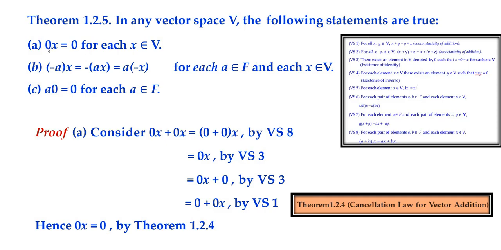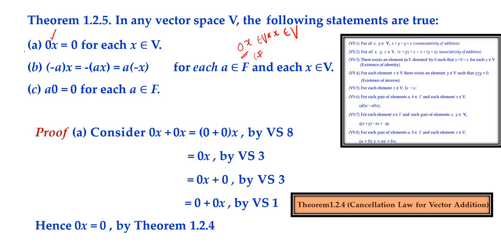So scalar times this x is vector 0. Even though we write the same 0, you must know this 0 is scalar and this 0 is vector, because we know that whenever we have a scalar and a vector, the result is in capital V only. So when I say 0x, naturally the 0x should be in capital V. This 0 should definitely be in F. So this is scalar 0, this is scalar 0, and this is vector 0.